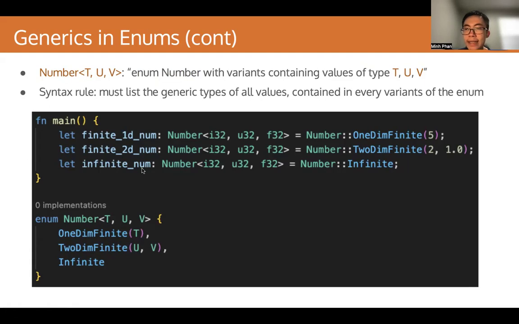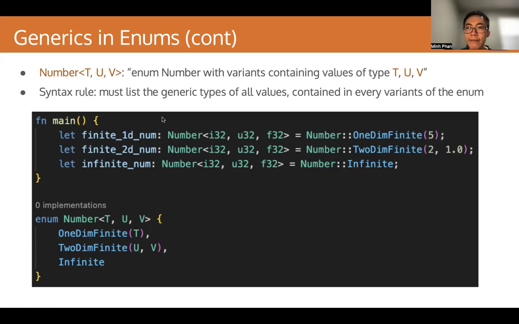And here we see three examples of that enum. All are of the enum Number, and all contain values of type i32, u32, and f32. One is a one-dimensional finite number containing the value 5, which is of the type i32 here, so it's valid. And the other is a two-dimensional finite number with values 2 and 1.0. And since for our U and V here, we put the concrete types u32 and f32, the values 2 and 1.0 are correct. And finally, a value of the Infinite variant.